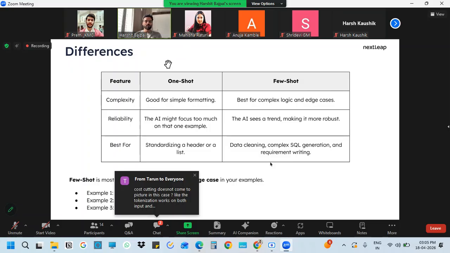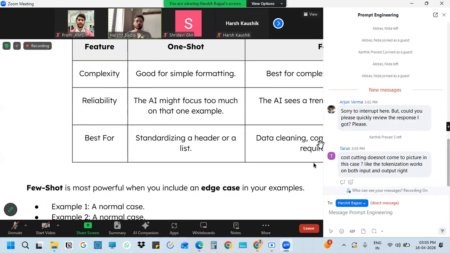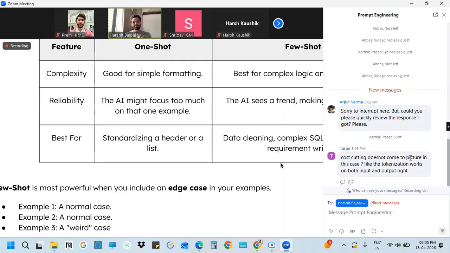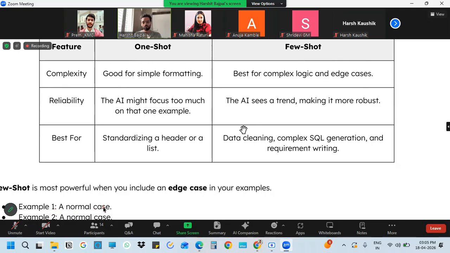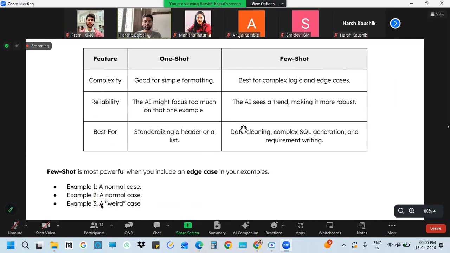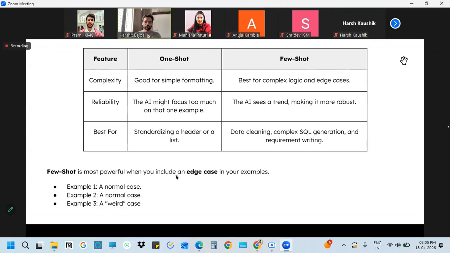I'll show that in a minute. But the point that I was trying to make is that few shot is good to handle all your edge cases, to handle complex logic. It can happen that in the review category thing, right, there might be some edge case or weird case. We want to handle that. So you can give example 1, which is a normal case, example 2, which is a normal case, example 3, which is a weird case. Now, when you give this information to the model, it will give good output for these cases going forward, right?